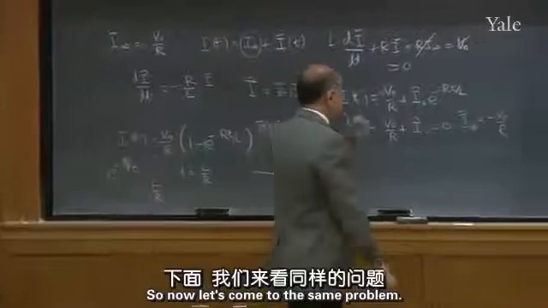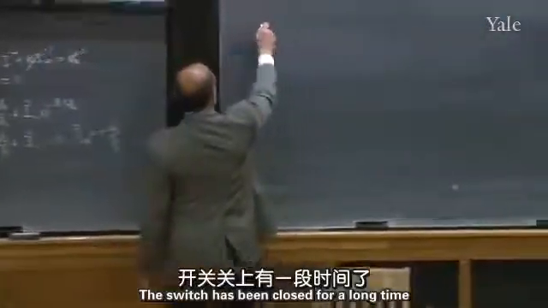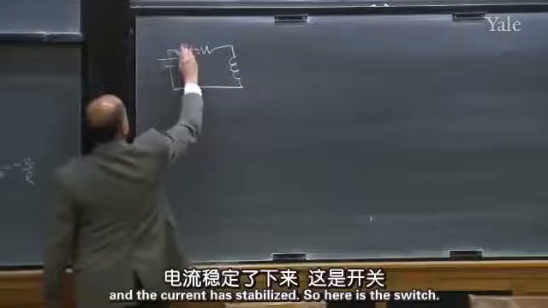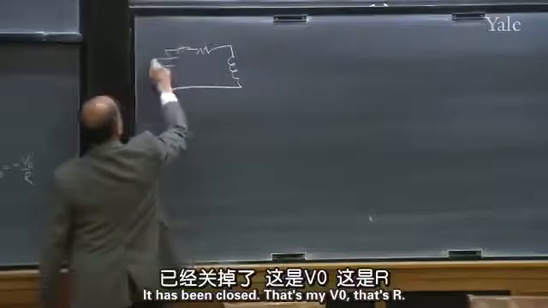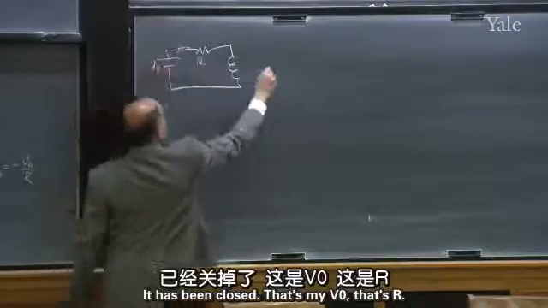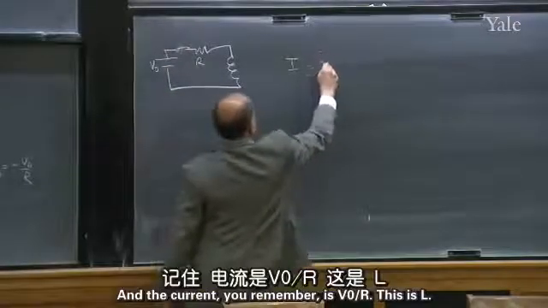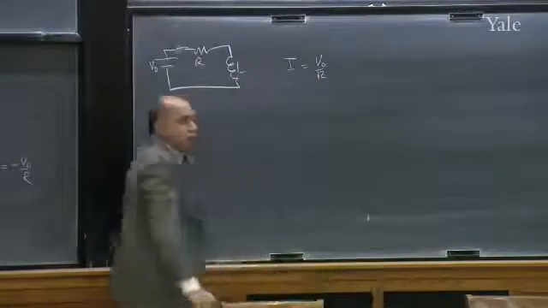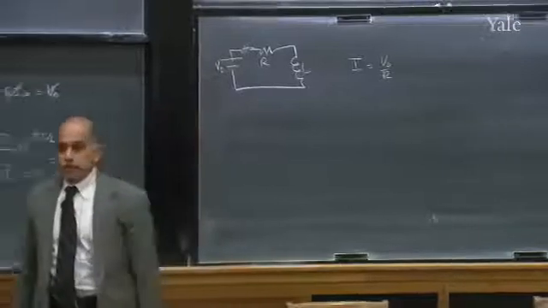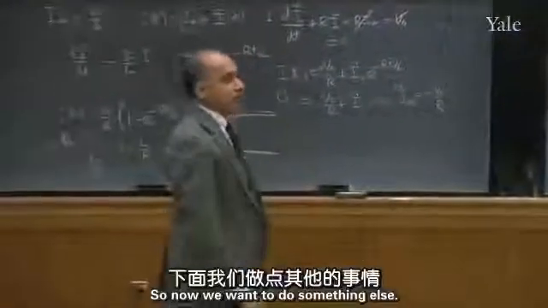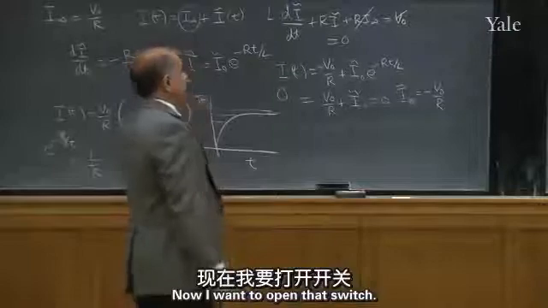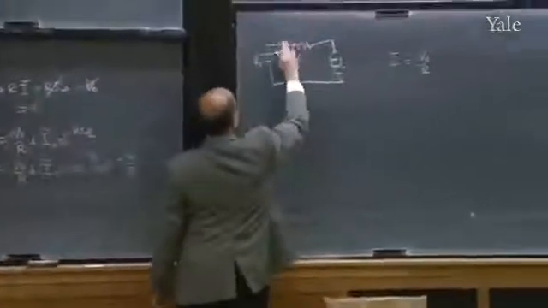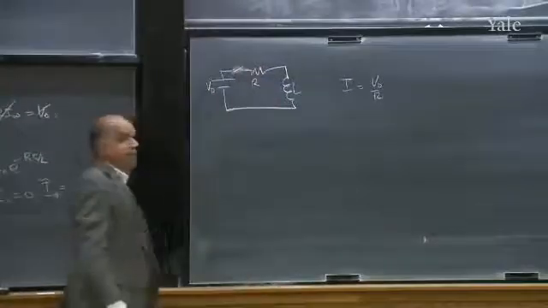So now let's come to the same problem. The switch has been closed for a long time, and the current is stabilized. So here is the switch. It has been closed. That's my V naught. That's R. And the current, you remember, is V naught over R. And this is L. So now I want to do something else. Now I want to open that switch. So what do you think will happen if you open that switch?